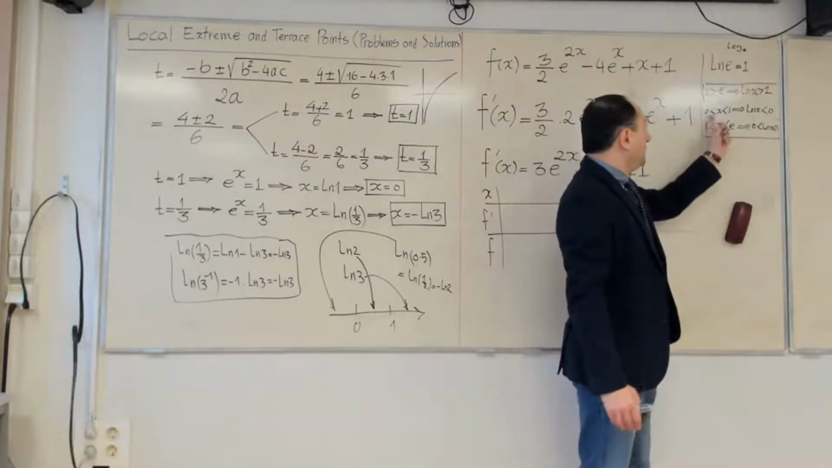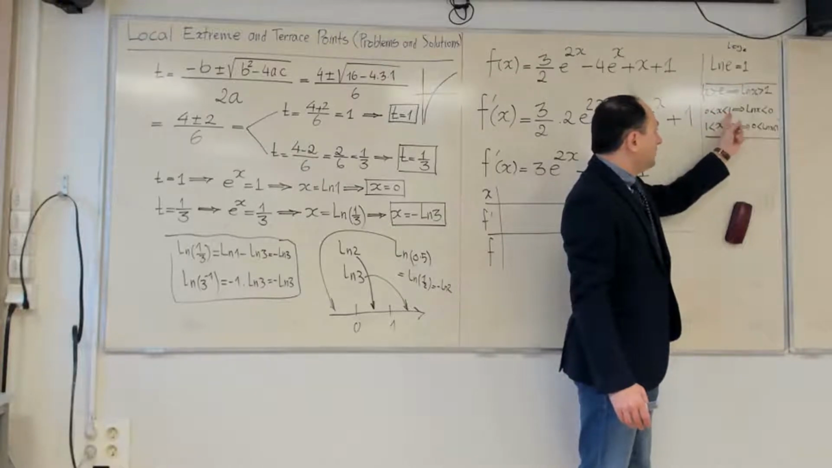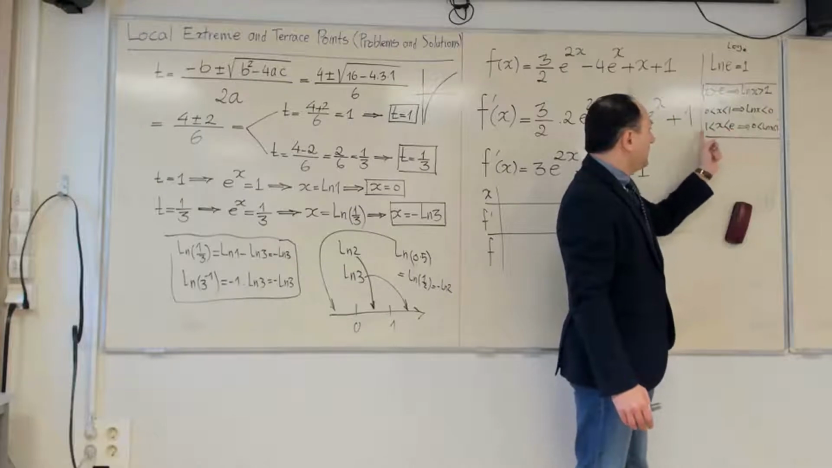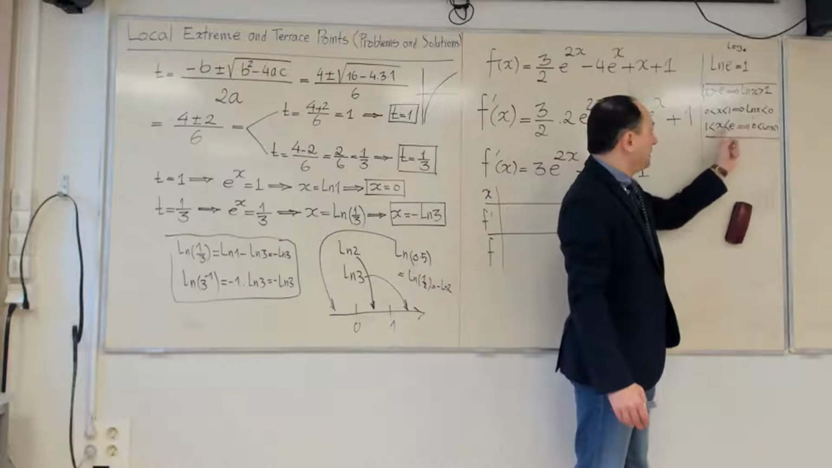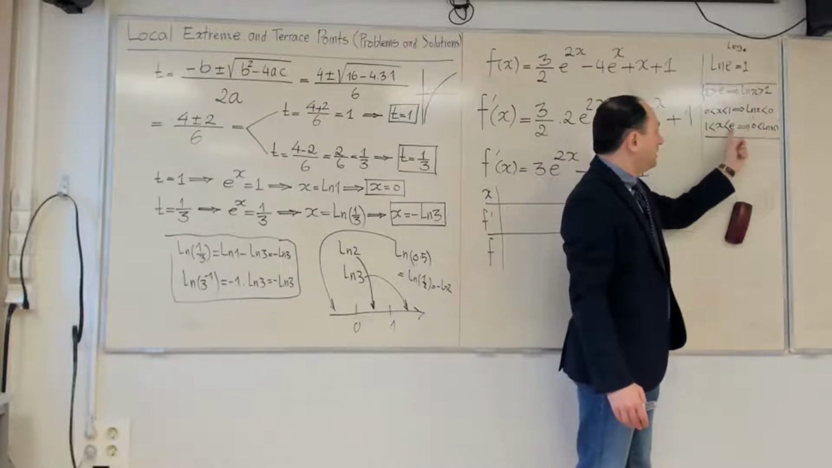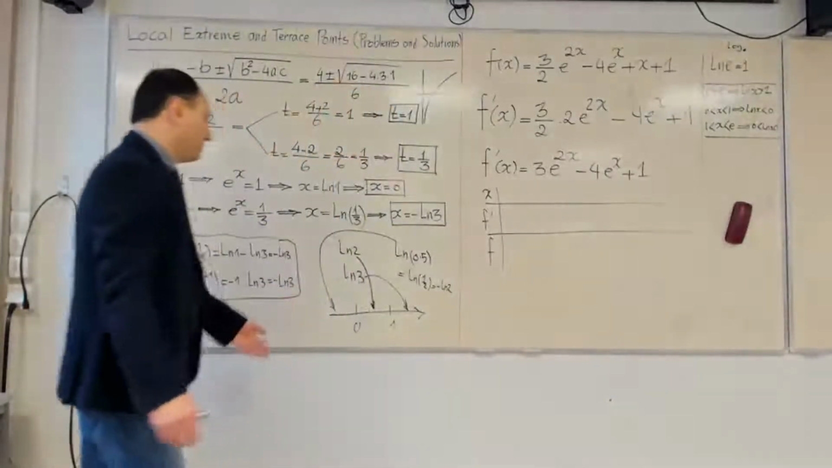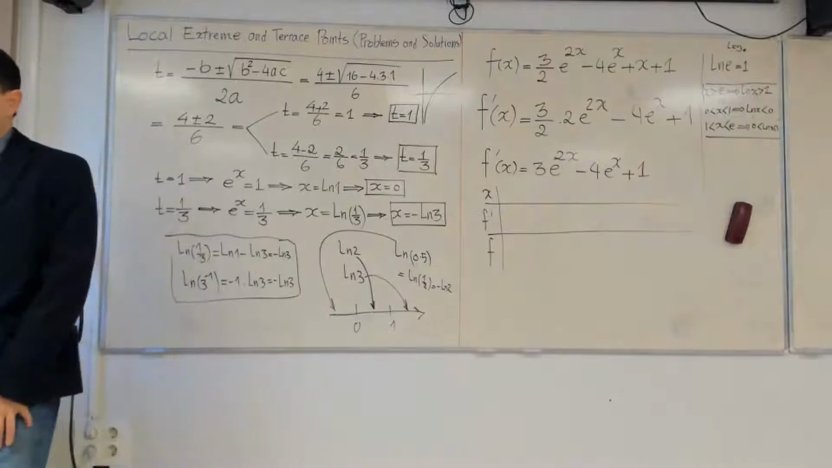And if x is less than 1, then ln of x is less than ln of 1, but ln of 1 is 0. If x is between 1 and e, I can take ln from all sides. Ln of 1 is 0, ln of x is ln of x, ln of e is 1. So this is something it's good to know. Otherwise, of course, if you have a calculator available, you just punch it in and see which one happens.